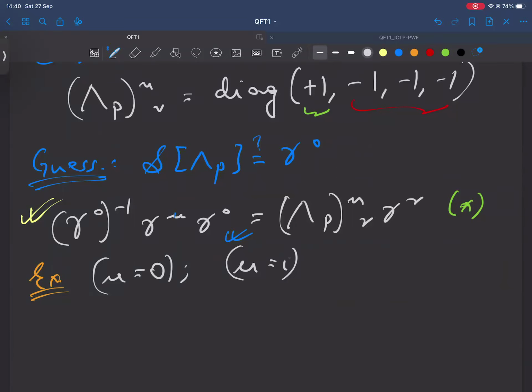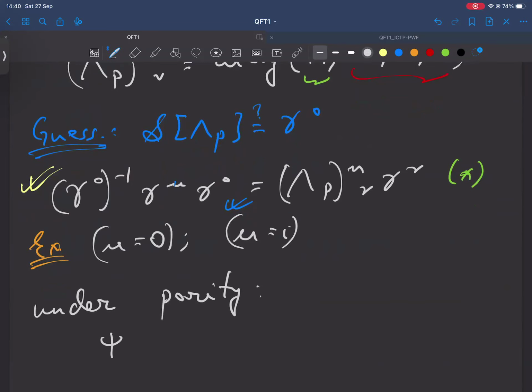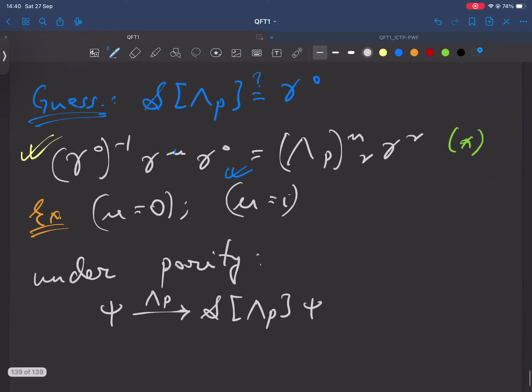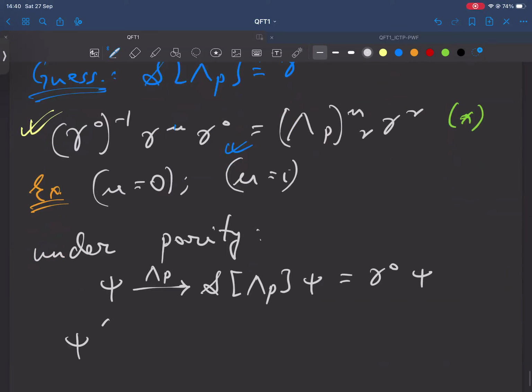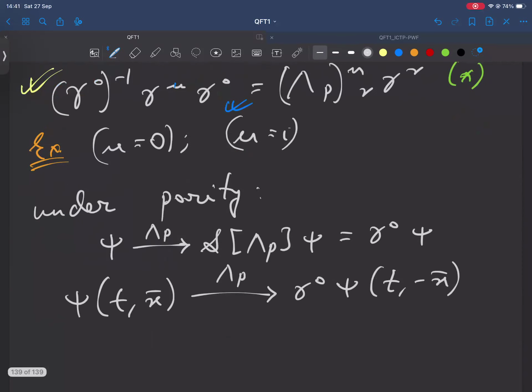This means that under parity, psi will transform as S of lambda P psi, which as we argued is gamma 0 psi. But now let us write down the arguments also. So under parity, it will transform as gamma 0 psi, but the argument will also flip sign because that's what parity does.